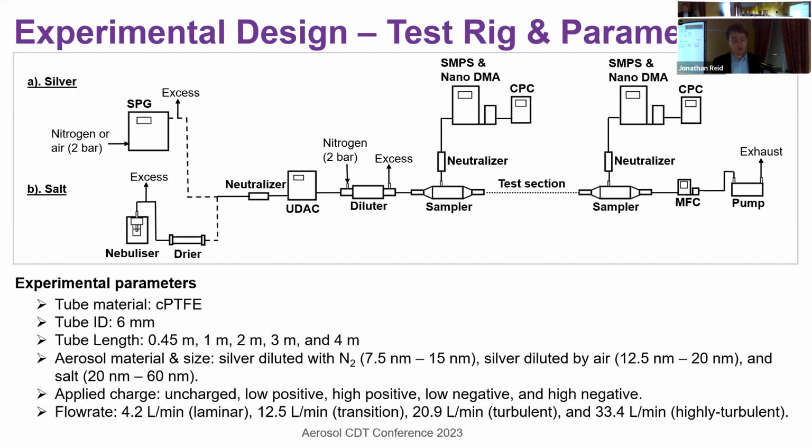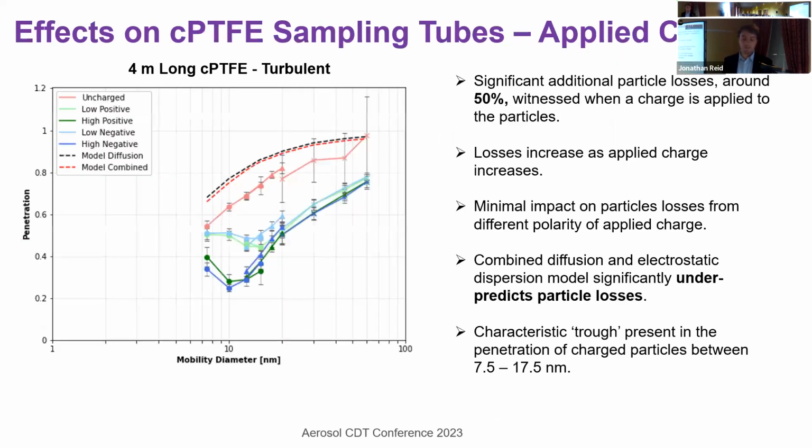For this presentation, a varying tube length, applied aerosol charge, and flow rate have also been studied. The aerosol materials used are silver diluted by nitrogen, silver diluted by air, and salt to cover a range of particle sizes. So let's go on to some results.